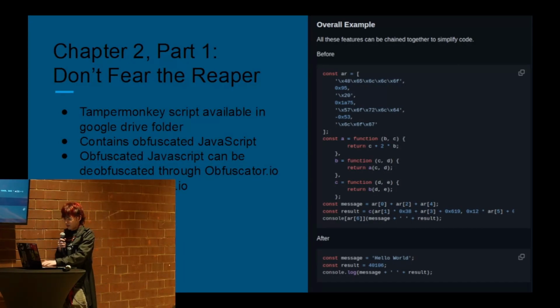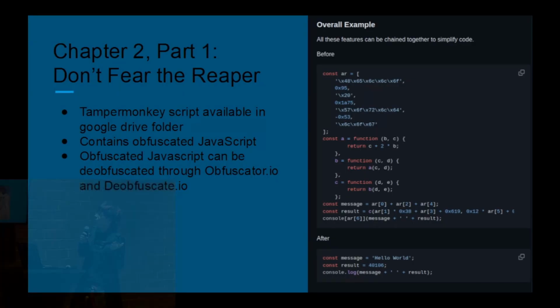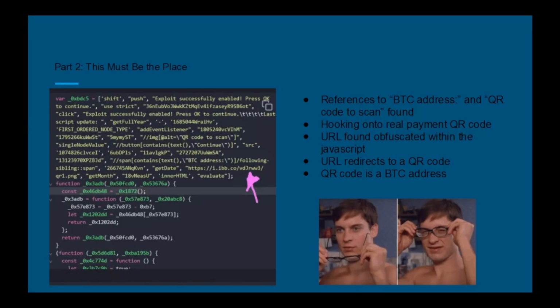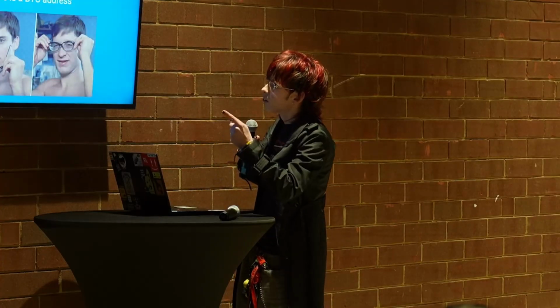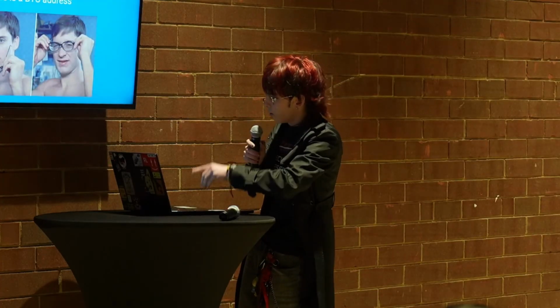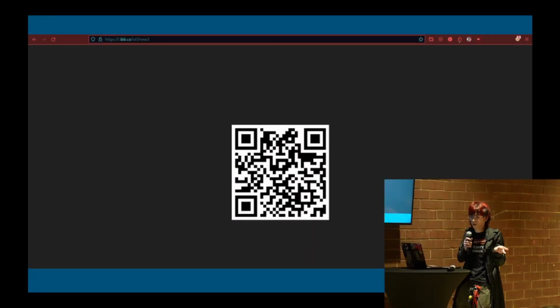And so if we run that script through, we see some interesting stuff starting to pop up, such as references to a Bitcoin address and a QR code to scan. And we see that this stuff is incredibly interesting, especially when we're adding it over the existing payment page, right? And if we see the URL right there, we look at it, we go there, and we see, what do you know, a QR code. One that is for a Bitcoin address that does not belong to G2A.